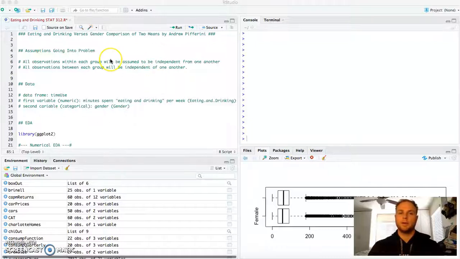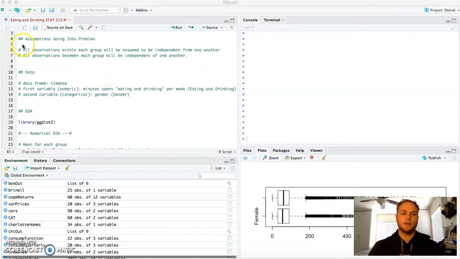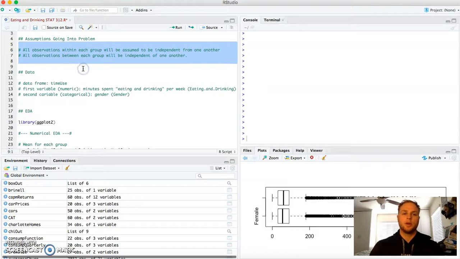Hi there, we're going to be doing a comparison of two means. We're going to look at gender and see whether males or females spend more time eating or drinking. Assumptions going into this, we're going to assume that all observations within each group will be independent from one another, and all observations between each group will be independent of one another.